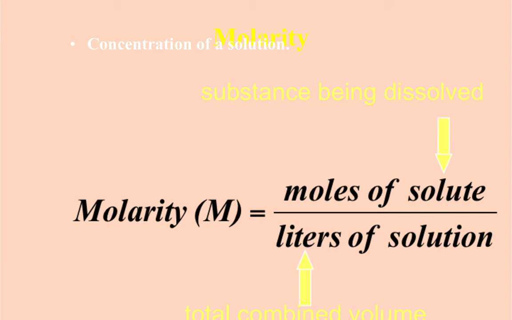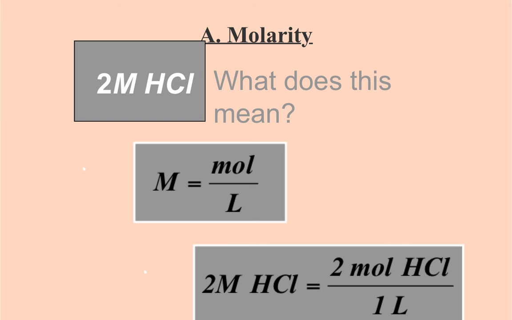Concentration is measured in molarity. Molarity, which is notated by a capital M, is the number of moles of solute, that's the substance that's being dissolved, divided by the total combined volume in liters of the solution. So when we talk about molarity, we're talking about the concentration. A 2 molar solution of hydrochloric acid means that I have 2 moles of hydrochloric acid per liter.